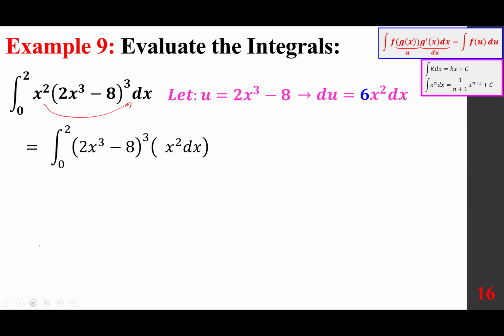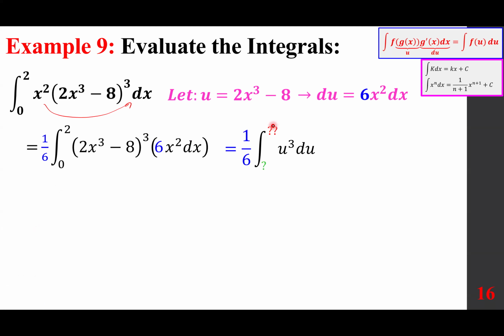So we are going to multiply and divide by 6. That means throw in 6 and its reciprocal. Again, the product of the two is 1. You could solve for dx. This is faster, everybody. So we have 1/6 the integral of u cubed du.